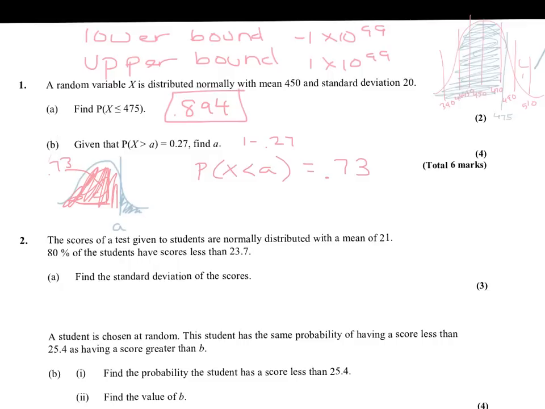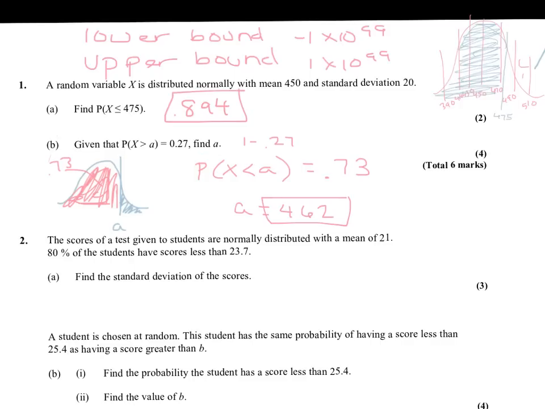Instead of choosing normal CDF, which is what we used last time, since we're going backwards, we're going to do inverse normal. Hit enter. It prompts us for the area, so we're going to put 0.73. The mean, we are going to put 450, and the standard deviation of 20. And that gives us that A must be 462 to 3 significant figures. Again, we did it that way because our graphing calculator is always going to assume that the area you enter when you do inverse normal is the area to the left. So if you're given the area to the right, you have to do the complement.